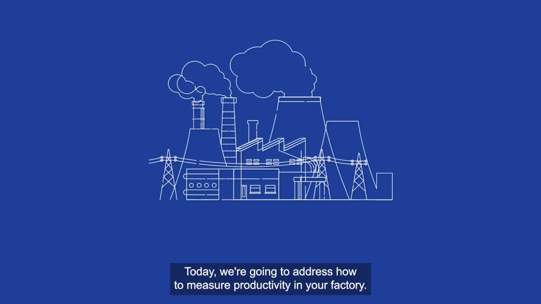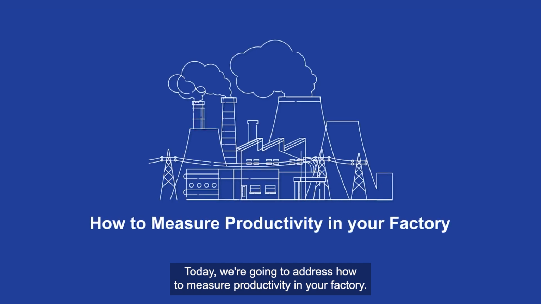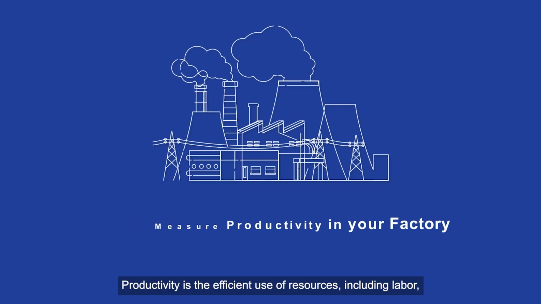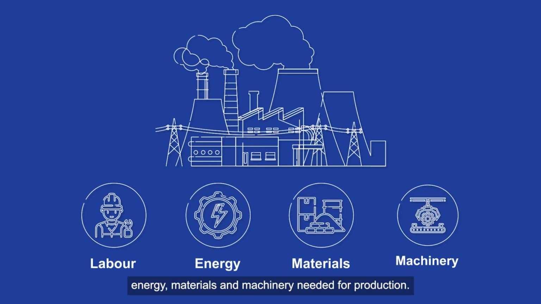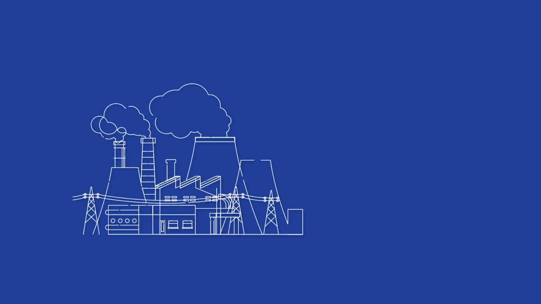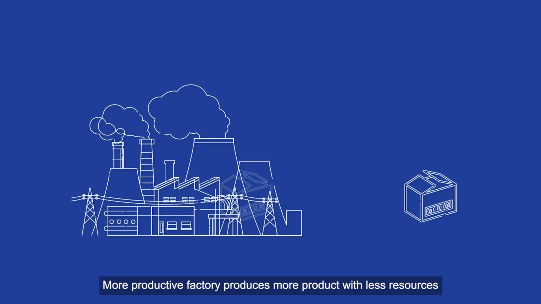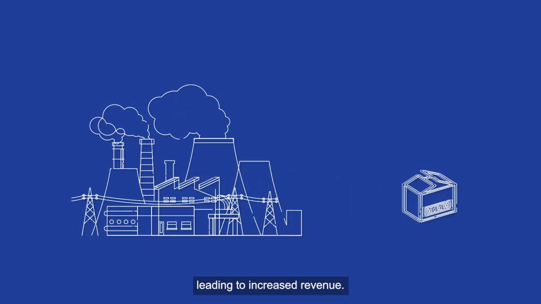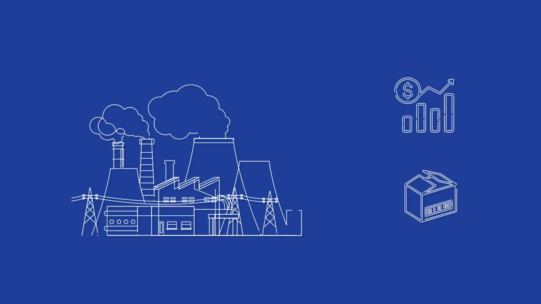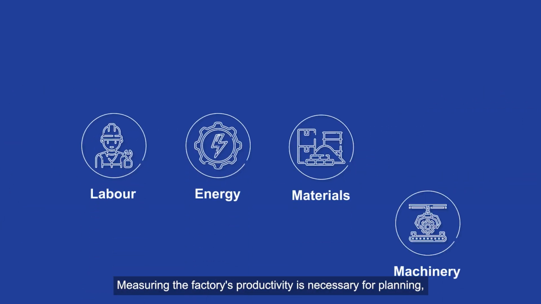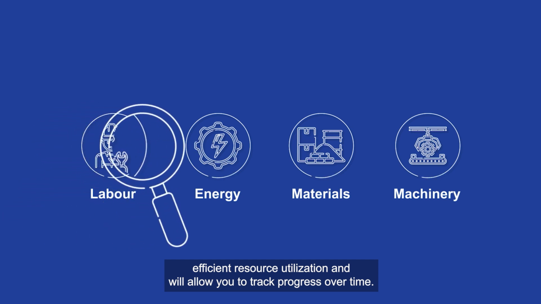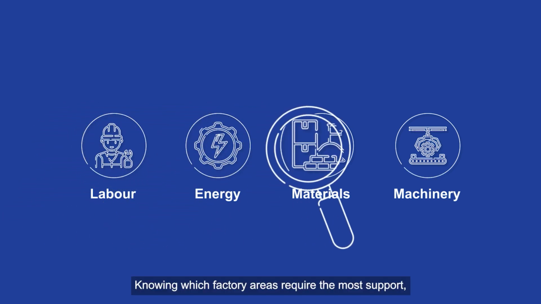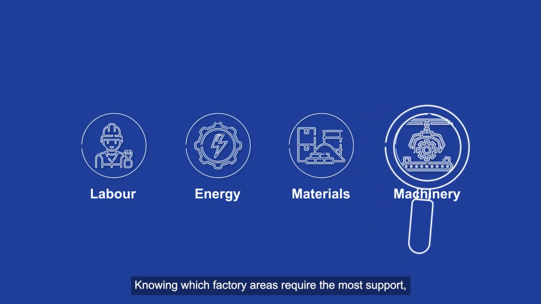Today, we're going to address how to measure productivity in your factory. Productivity is the efficient use of resources, including labor, energy, materials, and machinery needed for production. A more productive factory produces more product with less resources, leading to increased revenue. Measuring the factory's productivity is necessary for planning efficient resource utilization and will allow you to track progress over time, knowing which factory areas require the most support.